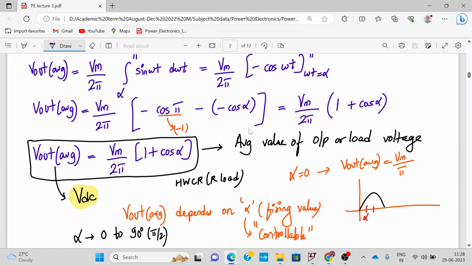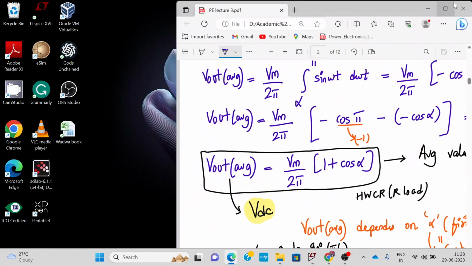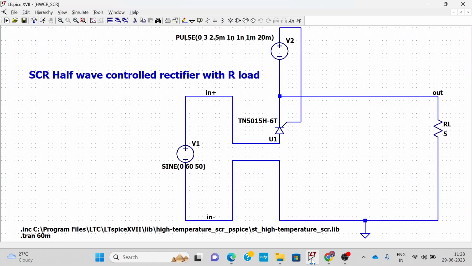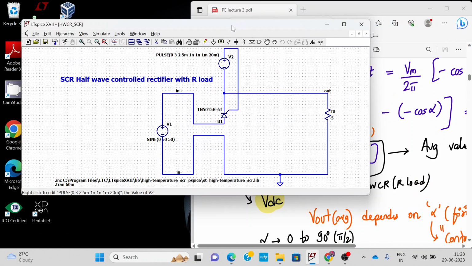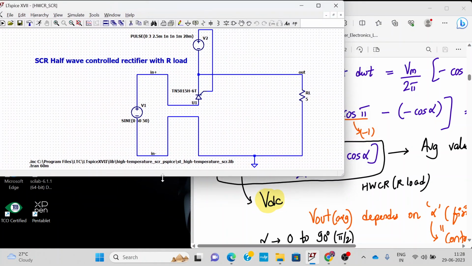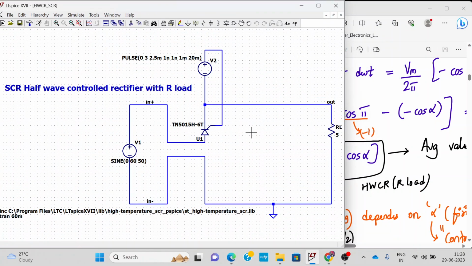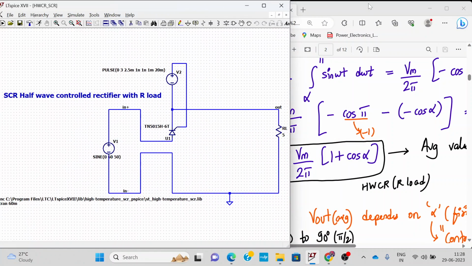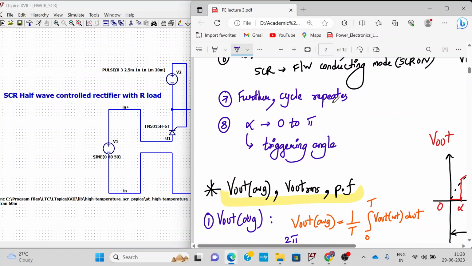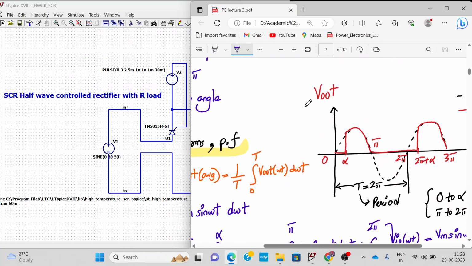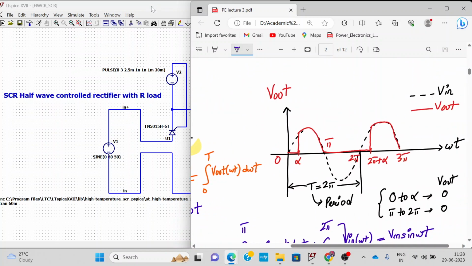Now let's do one more thing. Let's simulate this circuit in LTspice. I've kept the circuit ready in LTspice. We have taken the model of the SCR and applied it in the circuit. So this is what the expected waveforms at the output should look like, right?